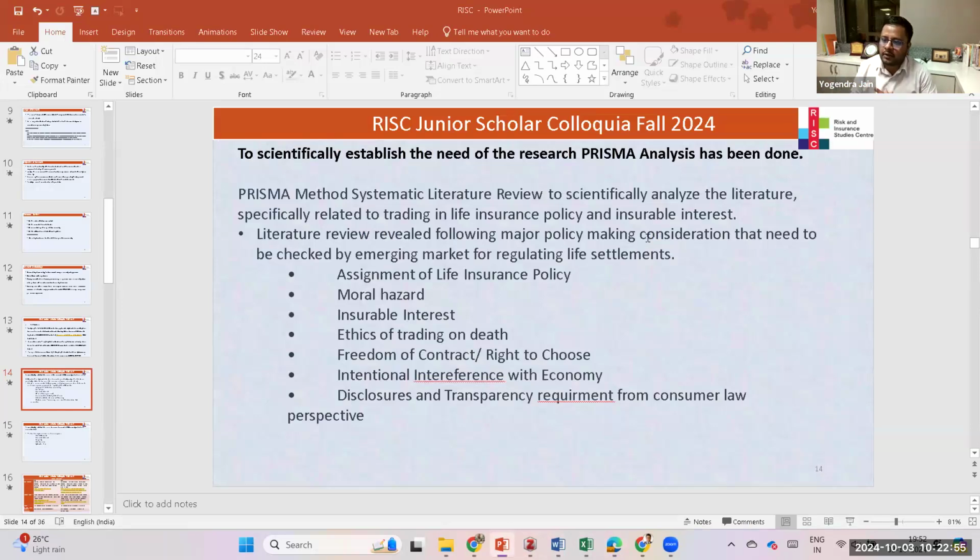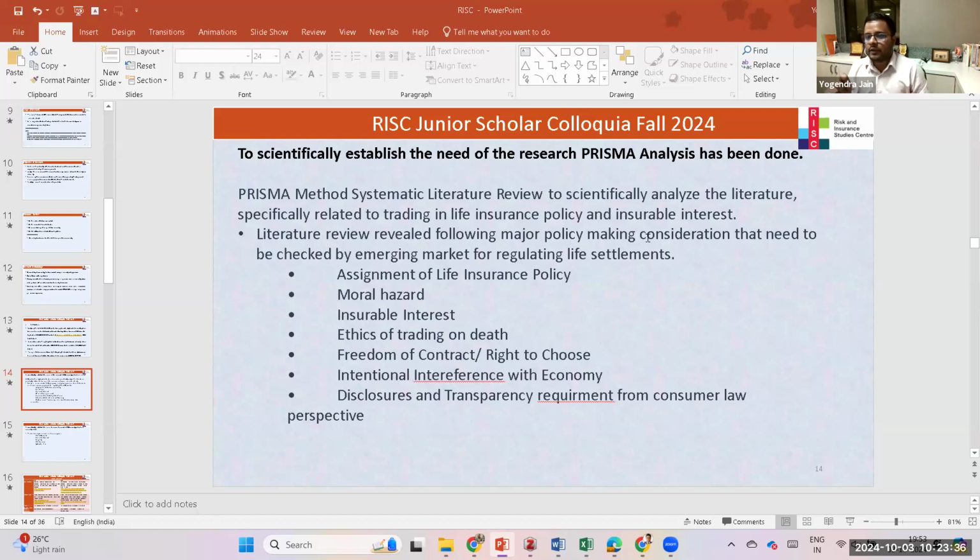So when I did systematic review and meta-analysis, I found a few themes in the papers. First theme was assignment of life insurance policies. All of these papers were talking about assignment of life insurance policies, and they were not contesting assignment to a person who has insurable interest. But when it comes to transfer without insurable interest, there was enough heterogeneity. In terms of moral hazard, it was very interesting actually. We can talk about it for an hour, but I'll be very brief. A lot of papers were saying that moral hazard is present if we trade in life insurance policy.